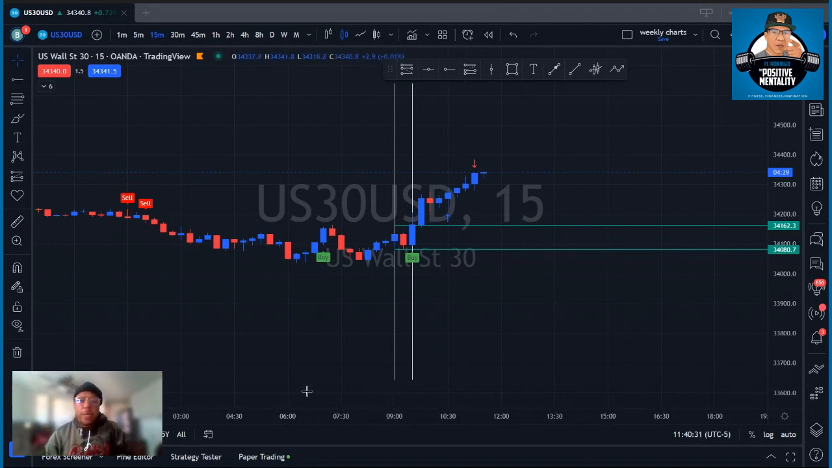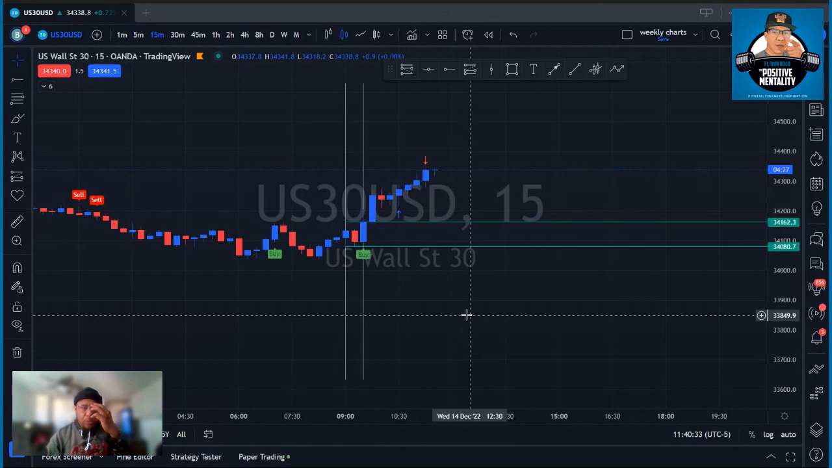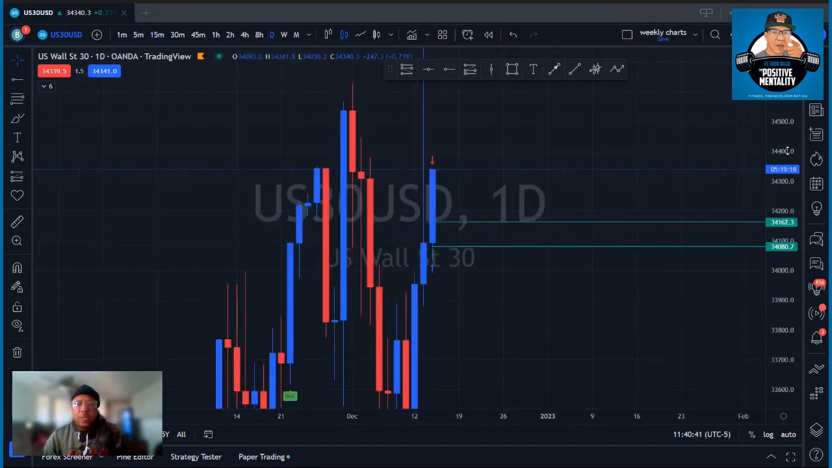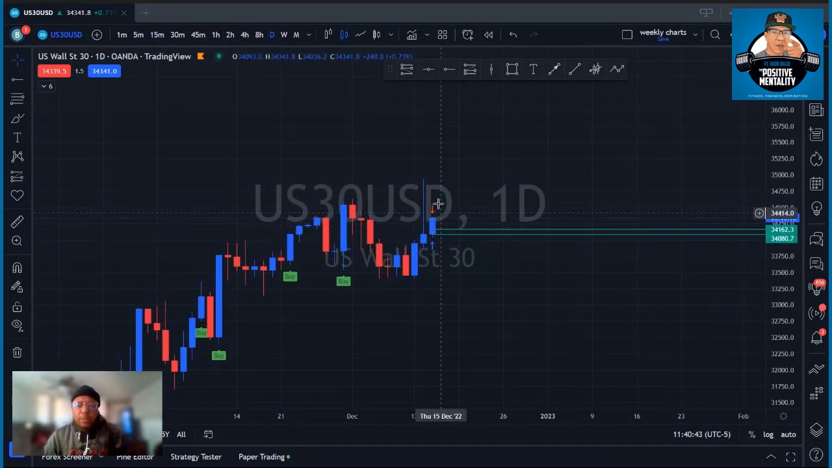All right, so check it out. Again, if you saw the video yesterday, it's basically the same thing. Always look at the 15-minute time frame. Also look at the daily time frame. If you look right here, the daily time frame is bearish. I mean bullish. So I'm going to look for nothing but buys.